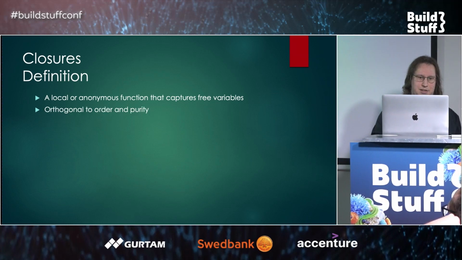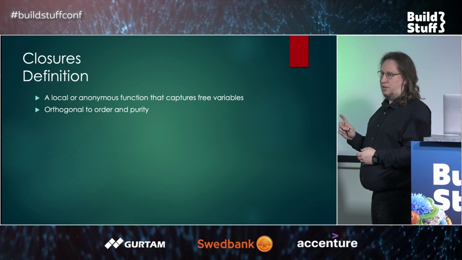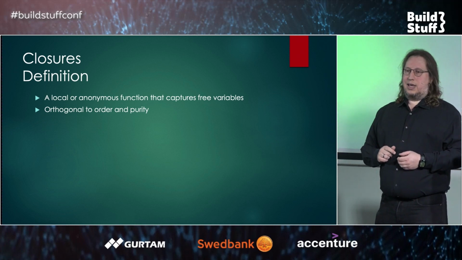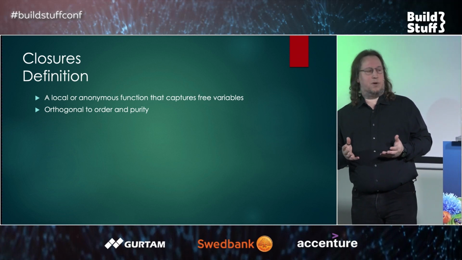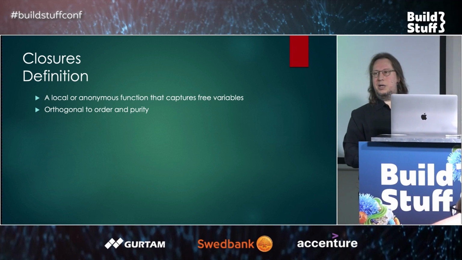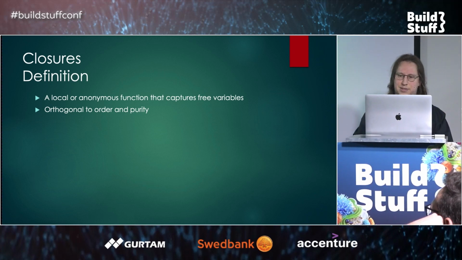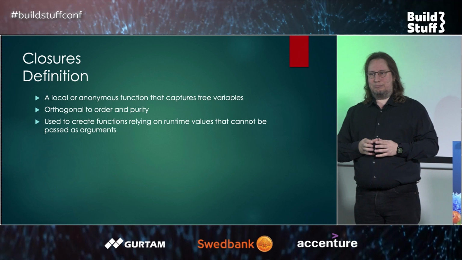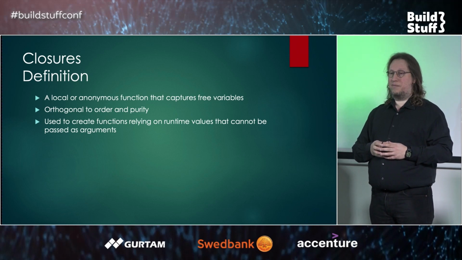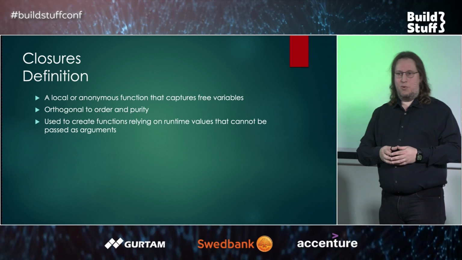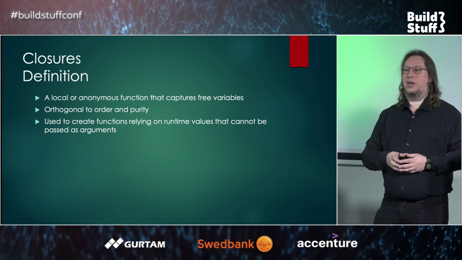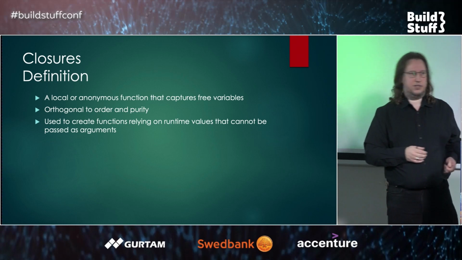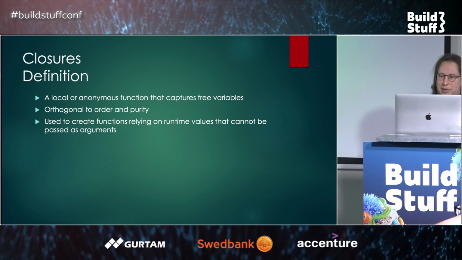What's important here, this is orthogonal to order and purity. So a closure can be pure or impure, and it can be a higher order function or a first order function. It has nothing to do with that. The key here is I'm capturing variables, these free variables. And this is useful because it allows me to create a function at runtime that I want to pass to some other function, like one of those LINQ methods, where I need a value that's not known until runtime. I can capture that and then have a closure with the right signature to pass to select, where, and all these others. So let's look at an example.